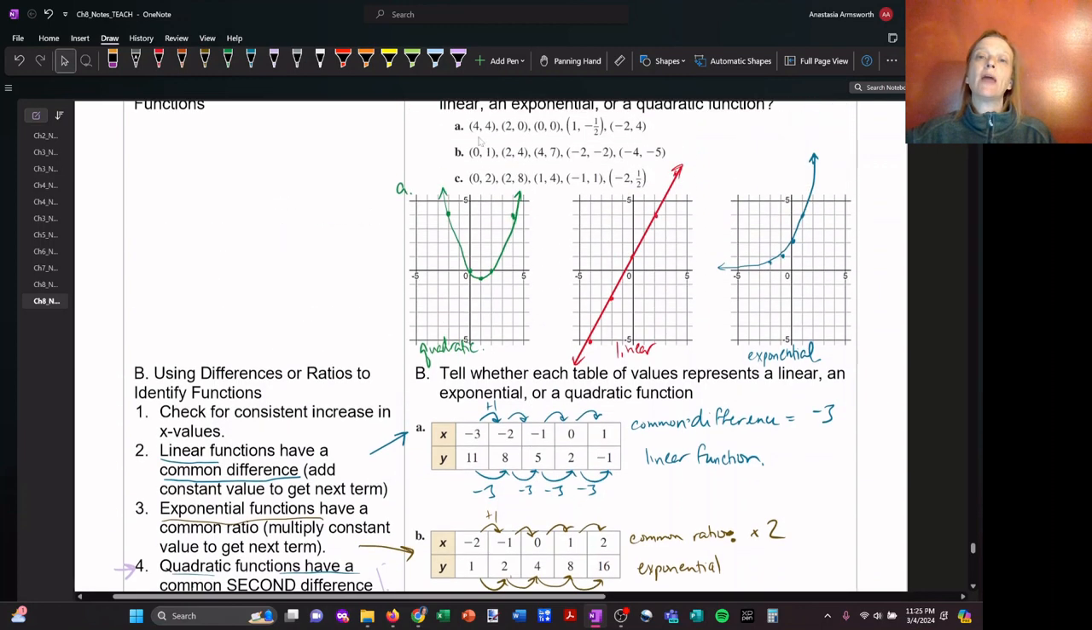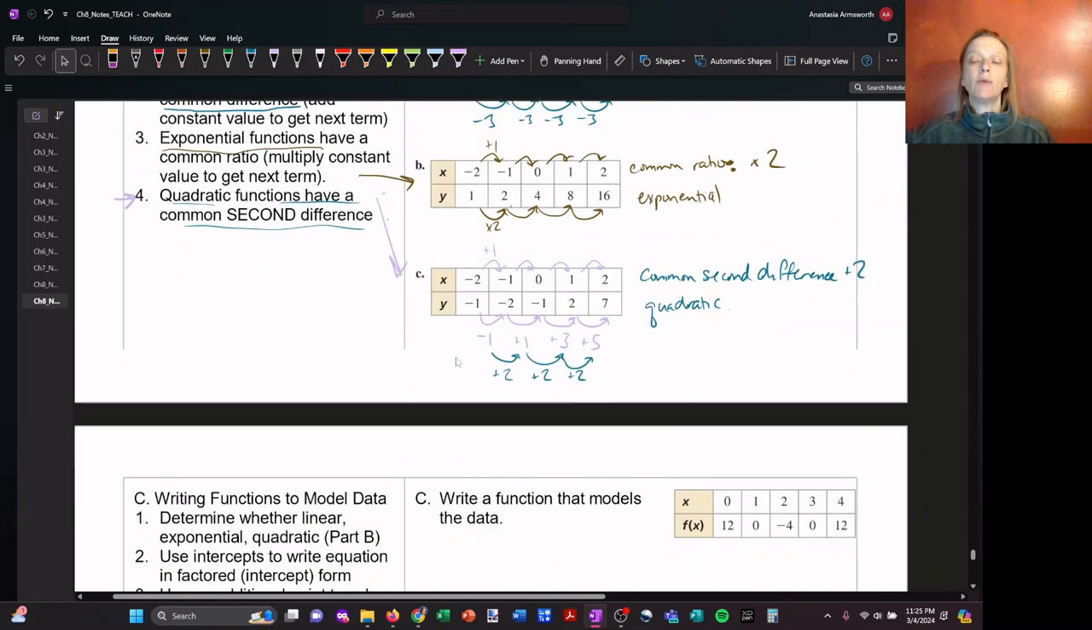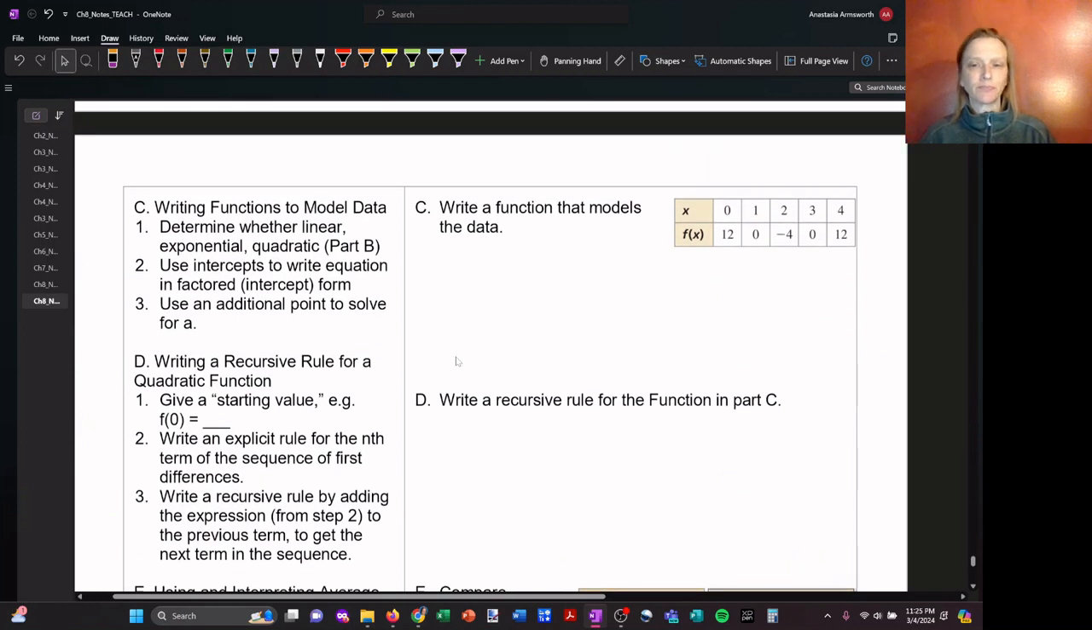So we've found ways to differentiate between the functions if we have graphs or if we have data tables. What else do we need to be able to do with these different types of functions? We might be asked to write a function that models the data. So here we've got a data table.